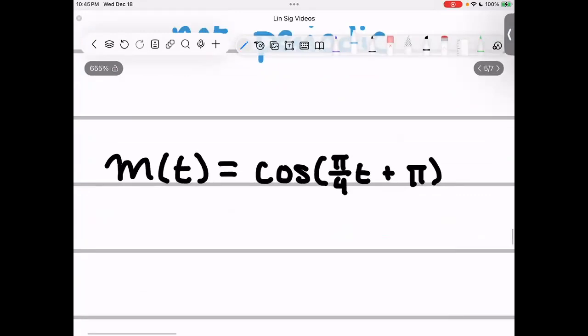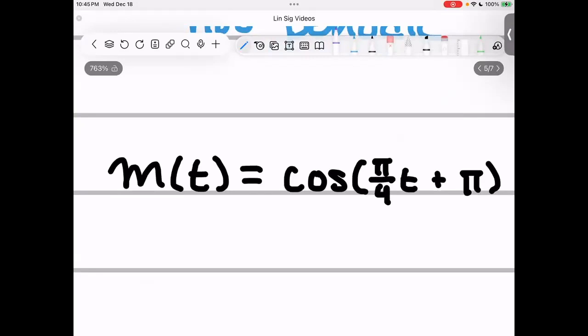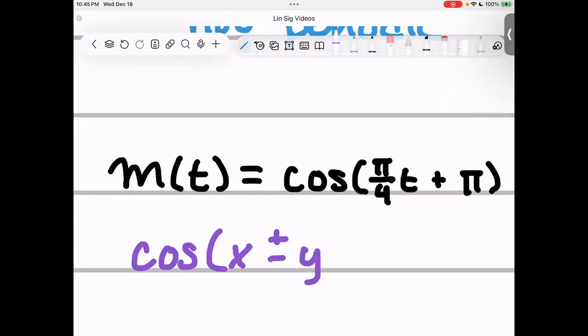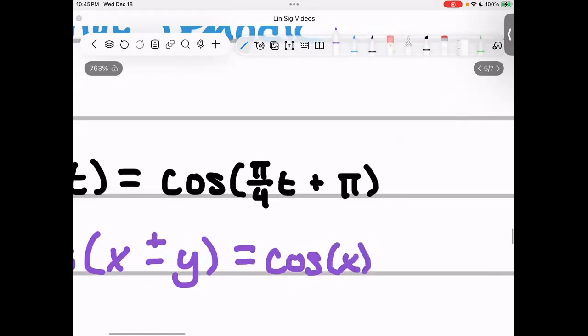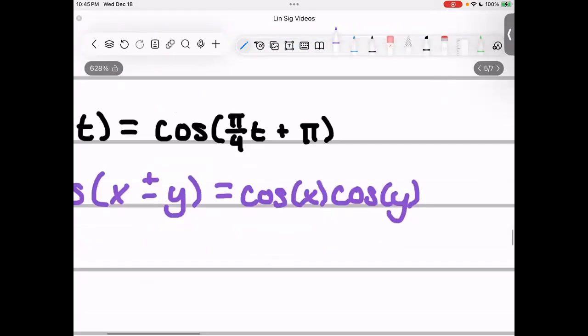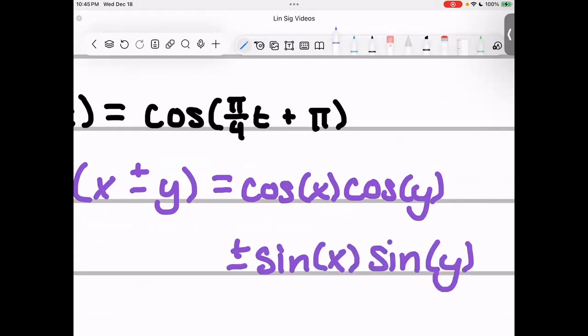Here we have a cosine of two terms added together, and there's actually a trig identity, let me pull it up over here, that states that the cosine of two summations, so cosine of x plus or minus y, is equal to cosine x cosine y. Let's drag it down to the bottom here. Plus sine x, or plus minus, in this case is plus, sine x sine y.